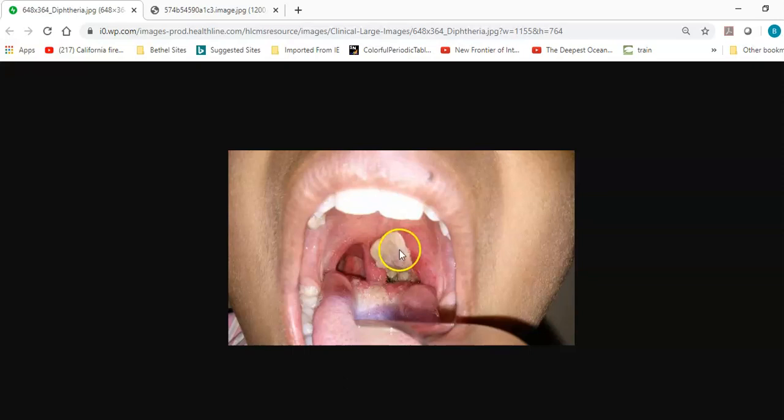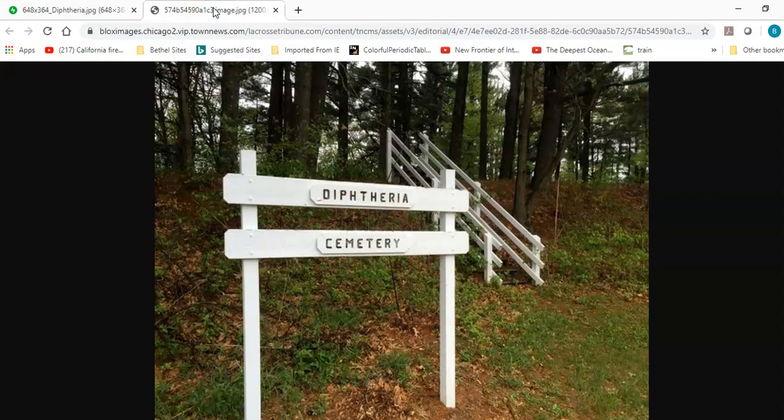So yeah, this was a huge killer. There are whole cemeteries dedicated to just people that died from diphtheria outbreaks. This one is in Clark County, Wisconsin. Just, you know, horrific problems until immunizations came along and were a big, I wouldn't say solve the problem. You got to have the immunization to not have diphtheria, but it was a big solution.